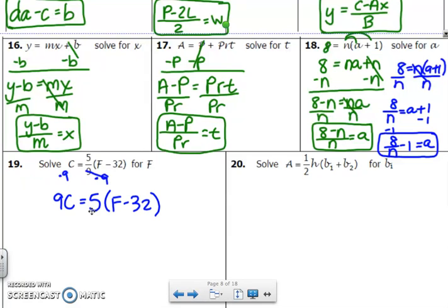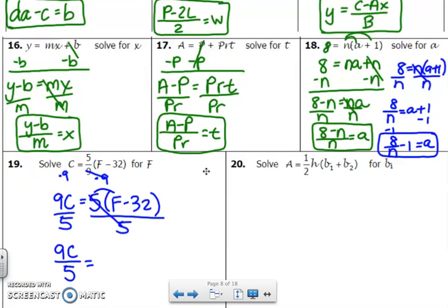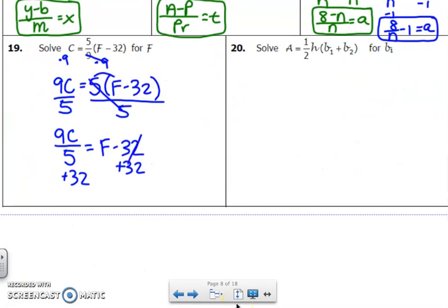Okay, so like I said, you could do the problem how I did over here and distribute, or you could divide by 5 right off the bat. It's up to you. I'm actually going to divide by 5 just because I don't have a calculator right next to me. And that would be 9c over 5 equals f minus 32. And then the last step would be to plus 32 on both sides. And so how we would write that would be 9c over 5 plus 32 equals f.